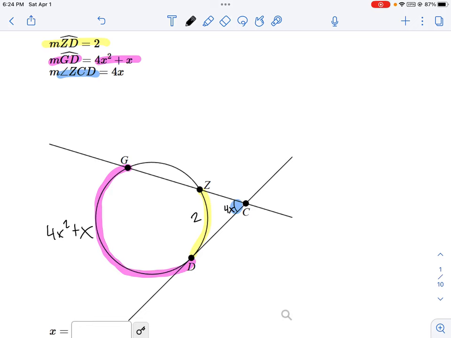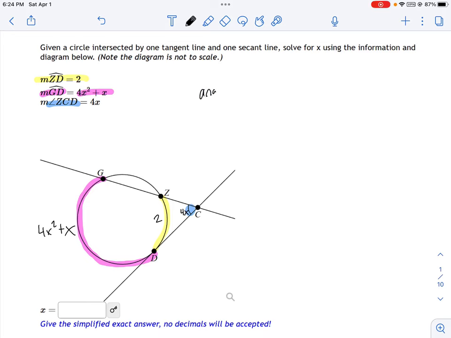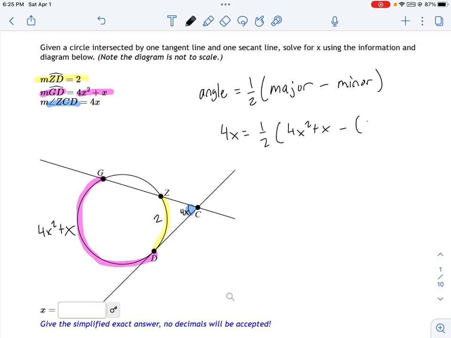When we're looking at this, we have to know the relationship between secant, tangent lines, and circles. And that relationship is as follows. Essentially, the angle that we're looking at, which is our blue dot right there, equals 1/2 of our major arc, which is the pink arc, minus the minor arc, which is our yellow arc right there. It's 2. And that is our relationship. So then, all we have to do is plug in what we know. We know our angle is 4x. 1/2 is just a constant. The major arc is 4x squared plus x, minus our minor arc, which is 2.